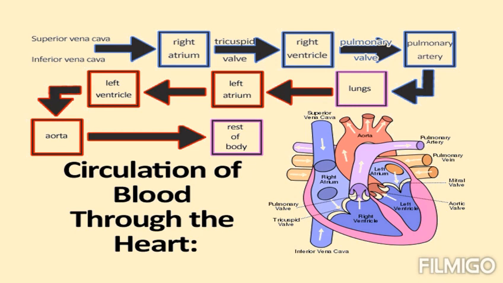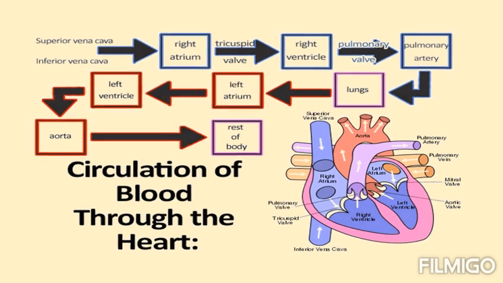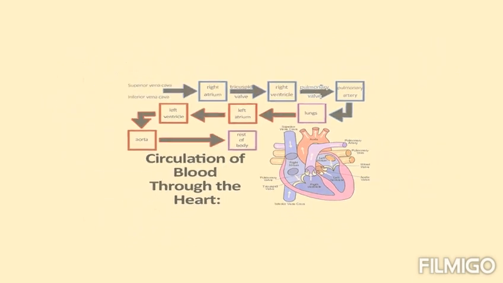This chart describes the pathway or the flow of blood in your heart, between the heart and your lungs and your body, starting from the vena cava, ending by the aorta that will pump blood to the rest of your body cells and organs. So this chart summarizes the circulation of blood through the heart.